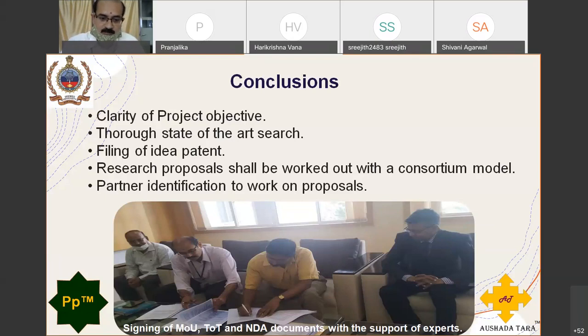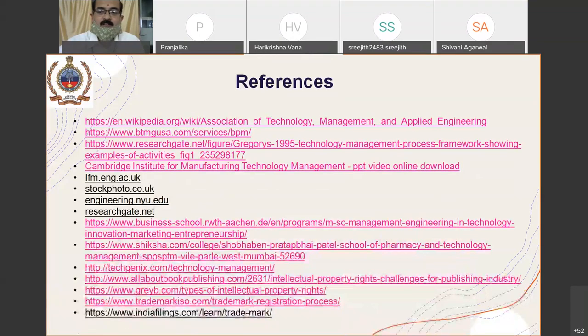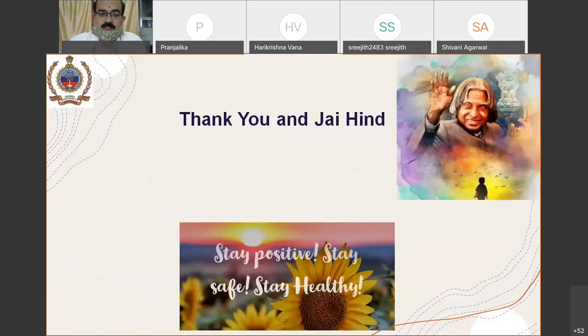The photograph is one of the fruits which we got out of that project. We are signing that DOT NDA with the company who are going to supply this mask, who are the manufacturers of this mask, and who are the manufacturers of this PPE suit. And these are the various references which I have taken. And thank you very much.